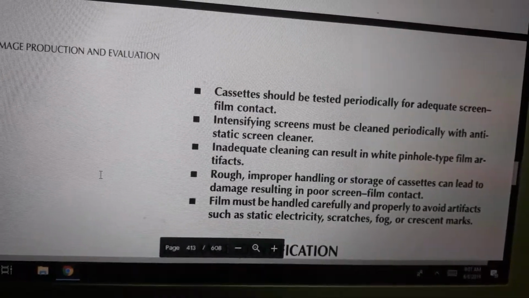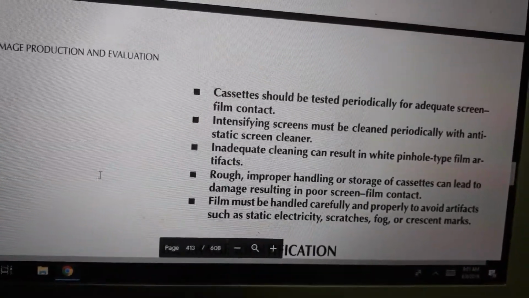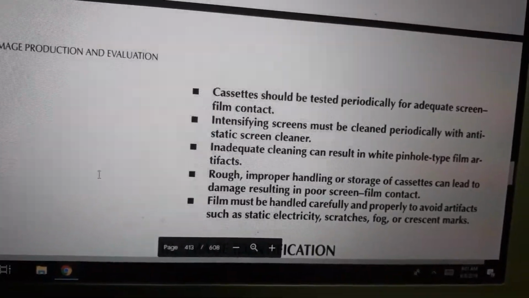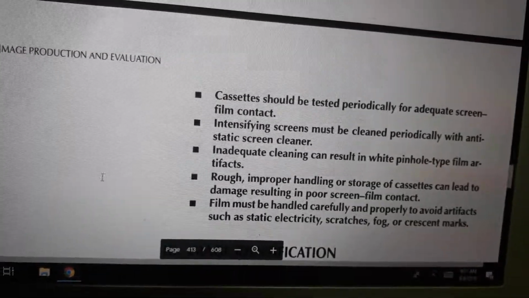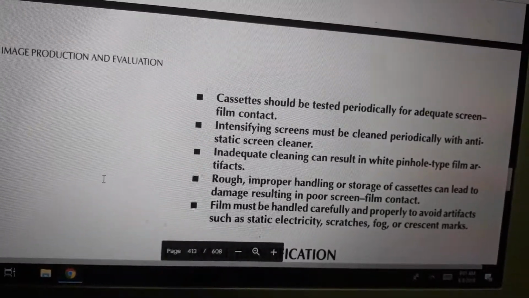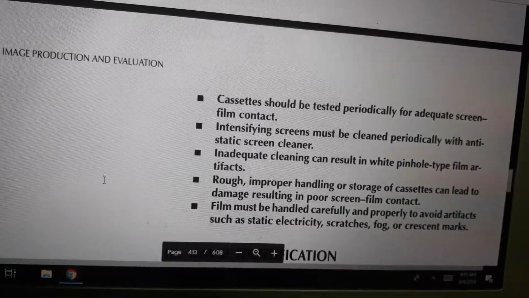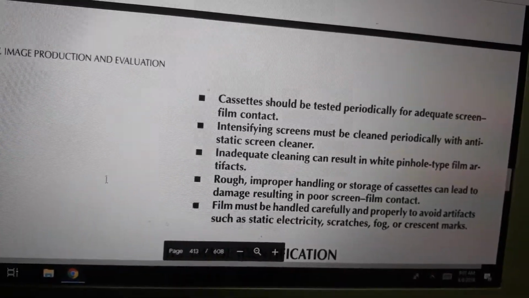The film must be handled carefully and properly to avoid artifacts such as static electricity, scratches, fog, or keychain marks.